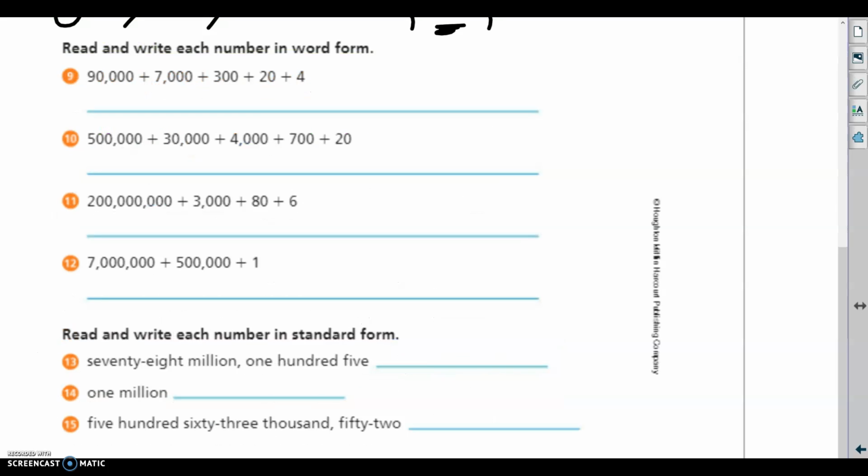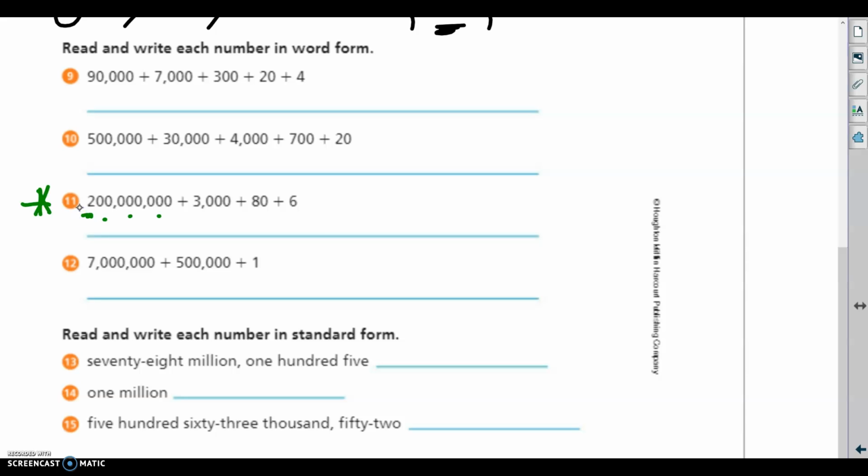Let's skip down to number 11, and I'm going to have you try a practice on that one too. This number 11 right here. I'm going to help you get started. So this is the ones family, this is the thousands family, or group I guess you could call it, and this is the millions family.